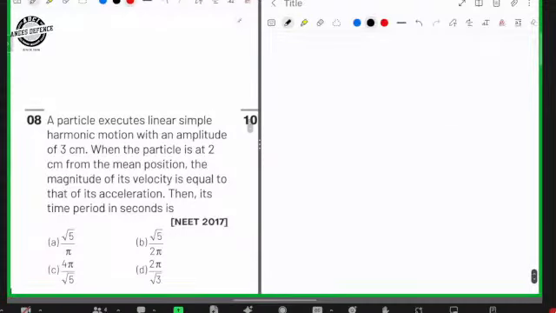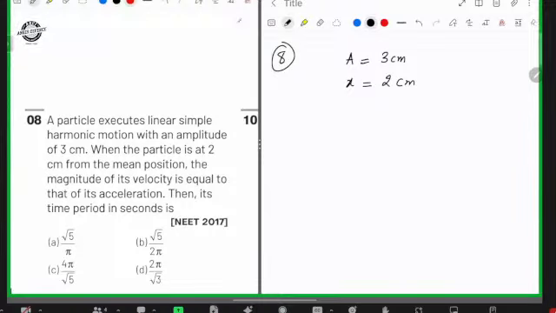Read the question. This question was asked in NEET 2017. Question number 8. A particle executes linear SHM with an amplitude of 3 centimeter. When the particle is at 2 centimeter from the mean position, the displacement x is 2 centimeter. The magnitude of its velocity is equal to the magnitude of acceleration, then its time period in second is.